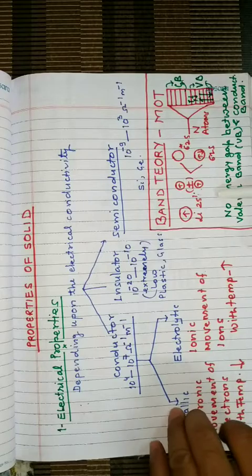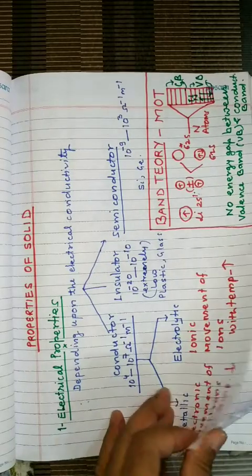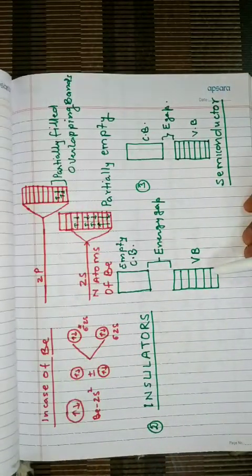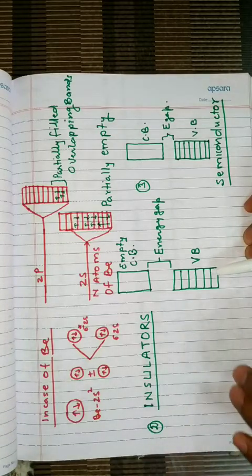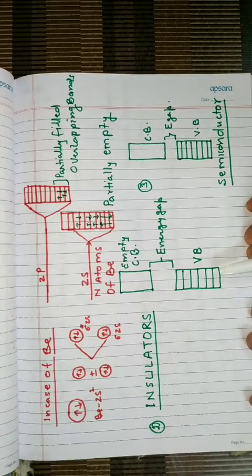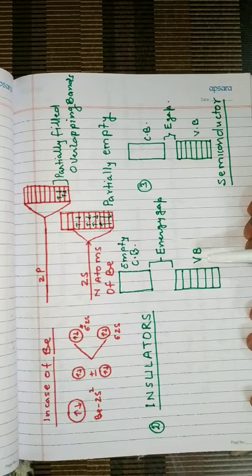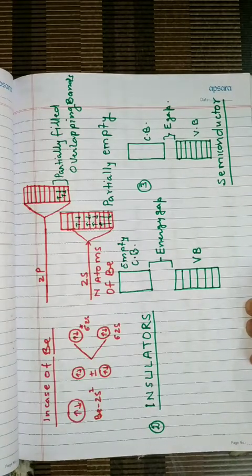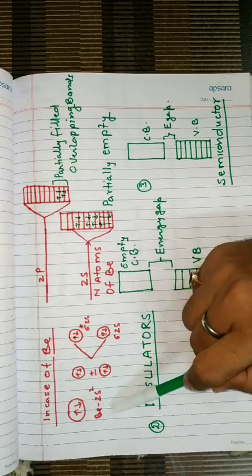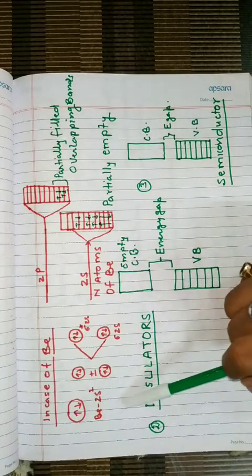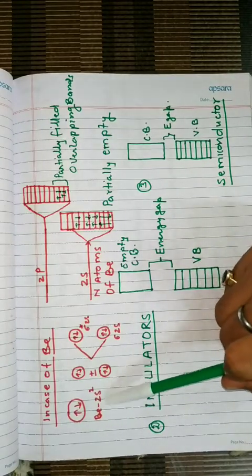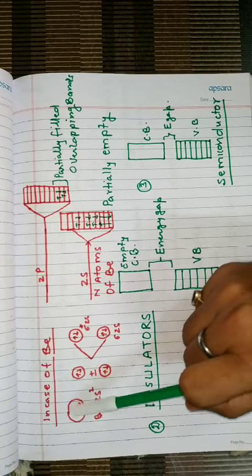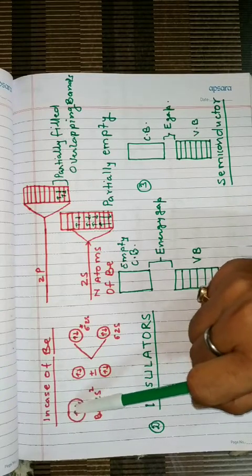But what happens in case of alkaline earth metals? They are also good conductors. Let us try to explain the conduction by an alkaline earth metal. Suppose we have the case of beryllium, and its electronic configuration of valence shell is 2s2. So it contains 2 electrons in its valence shell.